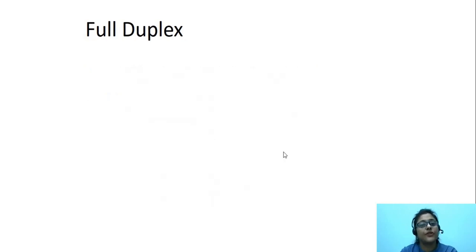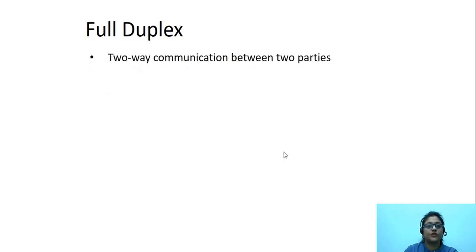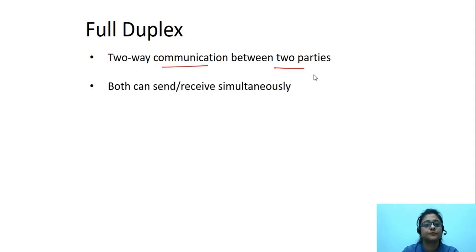Let us now concentrate on full-duplex mode of communication. Full-duplex mode of communication is also a two-way communication between two parties. Both the stations can send as well as receive, but in this case simultaneously.